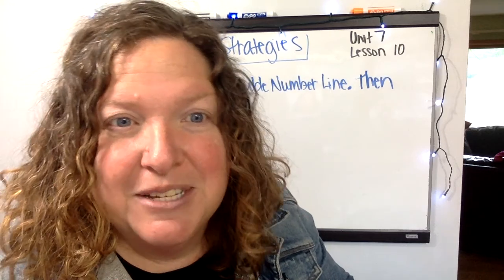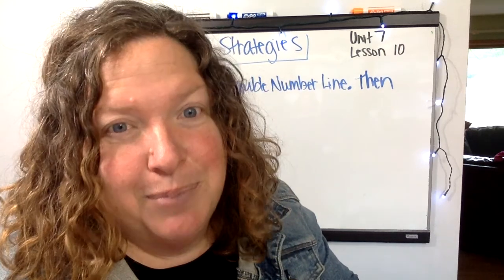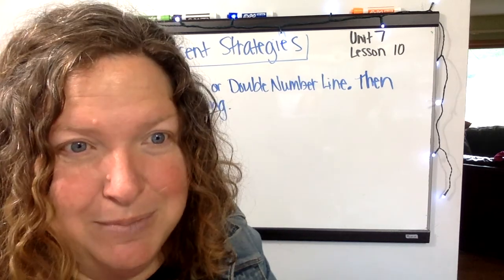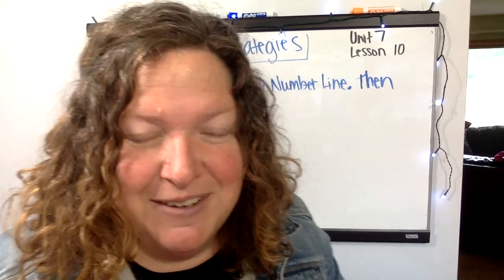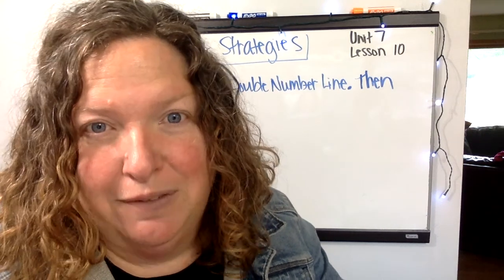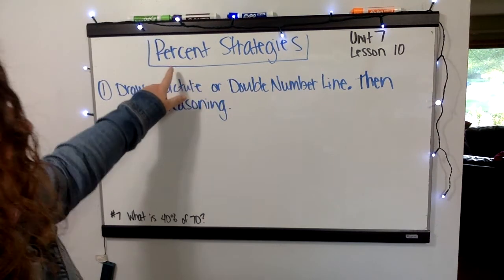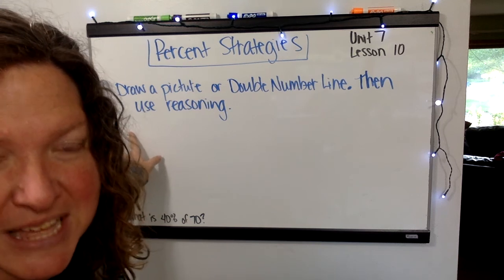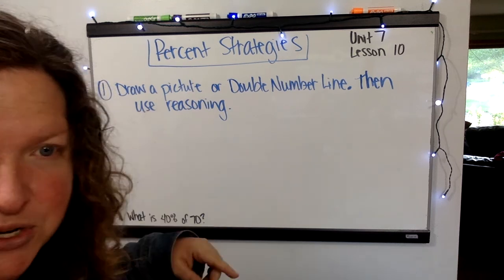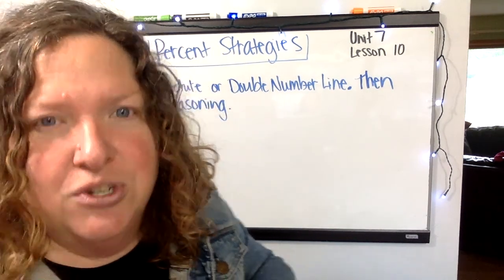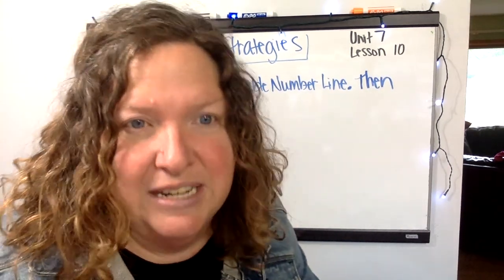So it's important to be exposed to lots of different plays and practice lots of different plays so that in different problem solving situations, you've got a lot of ideas to draw on and a lot of things that you can use to solve the problem. So today we're talking about percent strategies. The first one that we are listing and thinking about is to draw a picture or draw a double number line, which is a picture, but it's a special kind of a picture. Draw a double number line and then use reasoning to solve it.